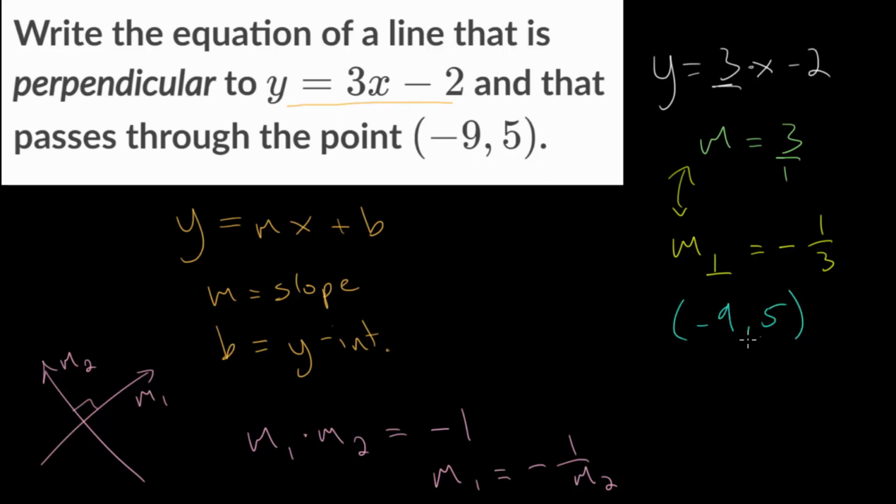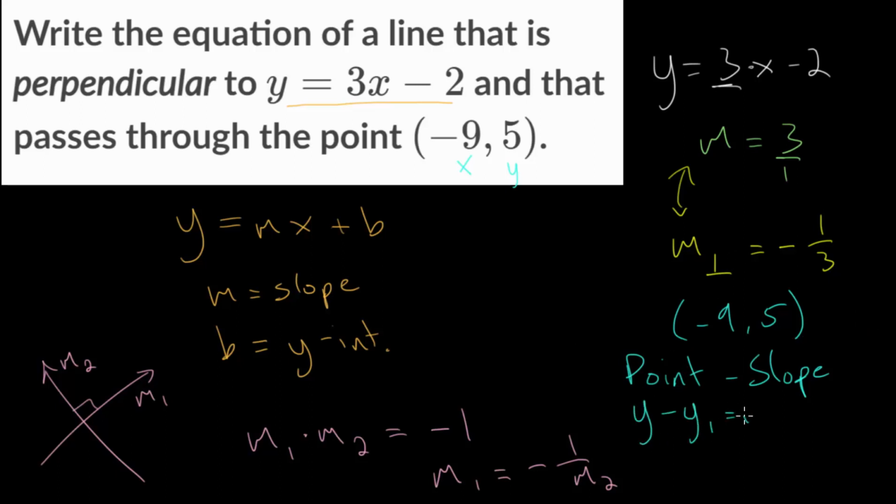From here, we can also use the fact that it passes through the point (-9, 5). Since we know the slope and we know a point on the line, we can use our point-slope formula. We could also use the slope-intercept formula. We could plug in what we know for our slope, plug in an x value of -9 and a y value of 5, and then solve for the y-intercept. That is certainly a valid method.